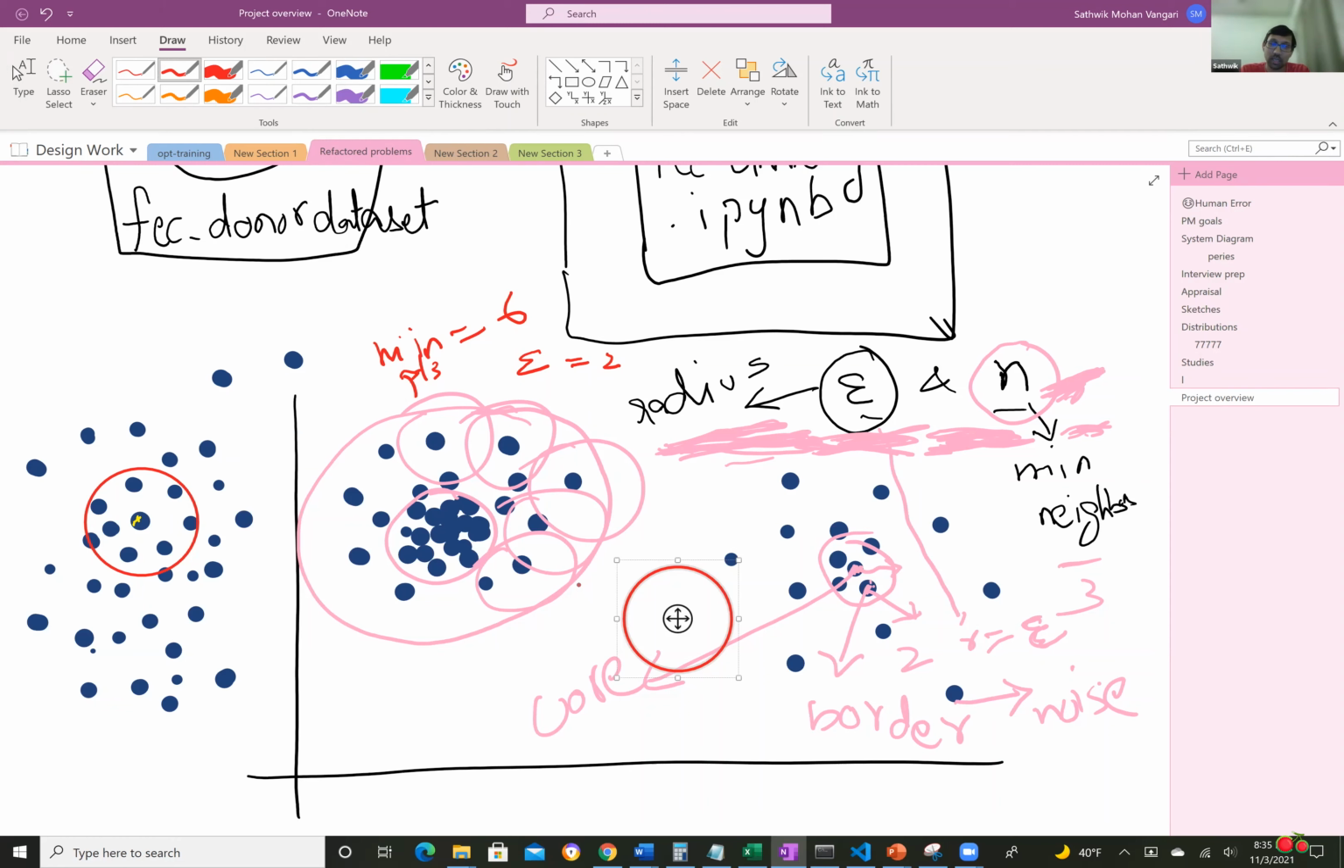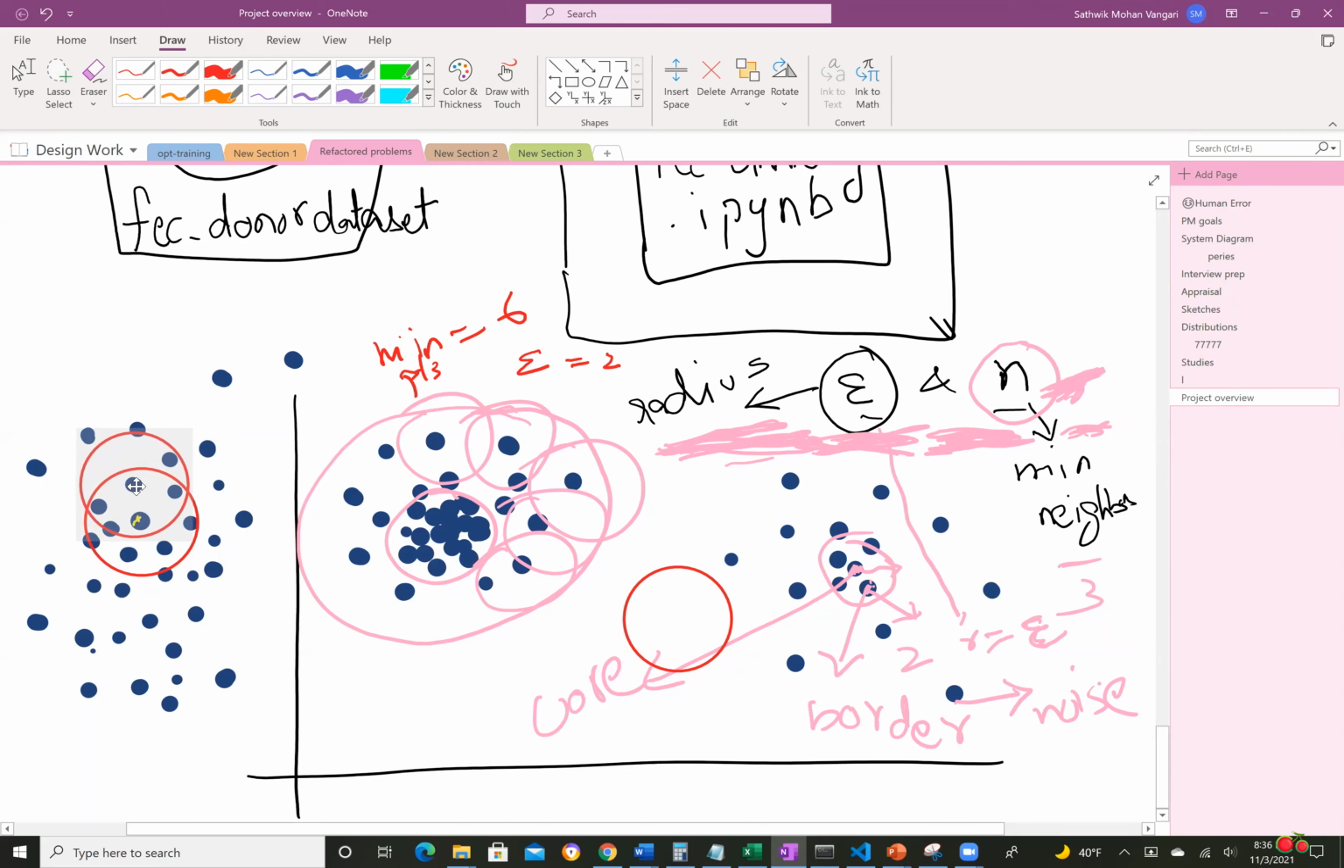Let's assume that the size of the circle is 2. The radius is 2, but let's assume the size of the circle is 2. With a 2-sized circle, how many neighbors does it have? Does it have 6 or more? It does have more than 6, and that's why it's a core point. Now this circle is very similar in size. Again, this is a 2-point circle. Now let me put it here. How many points do you see inside the circle?